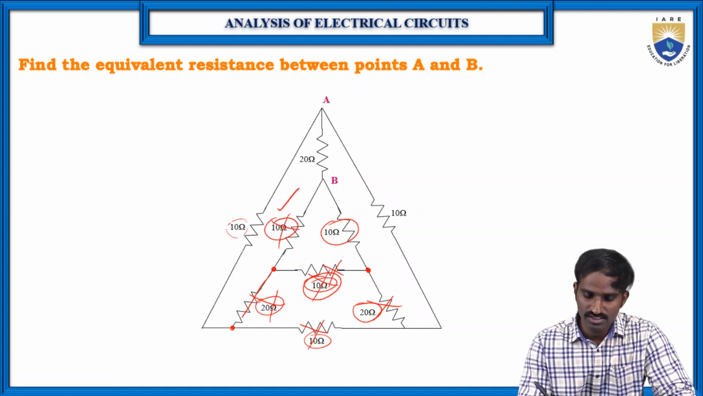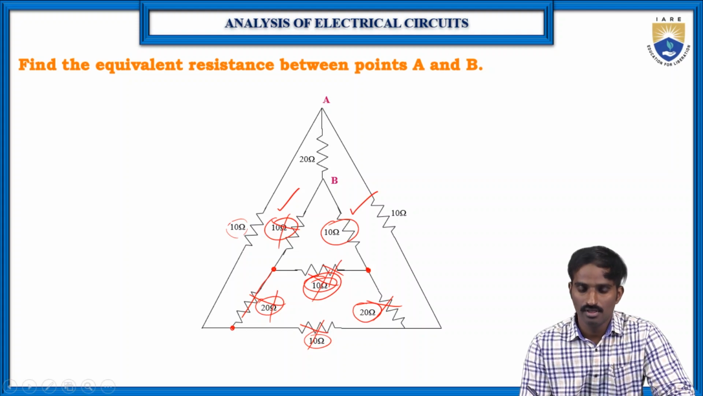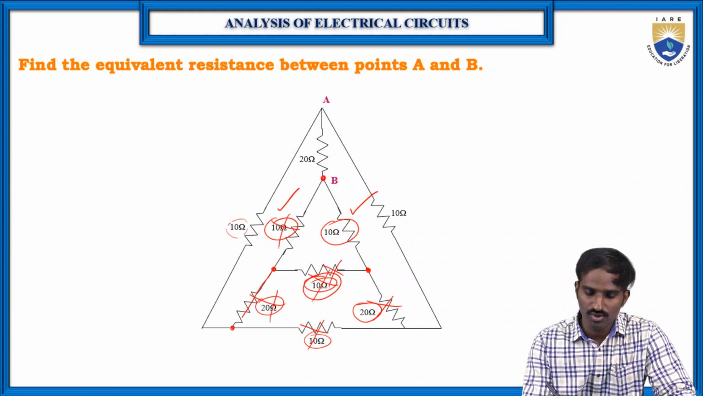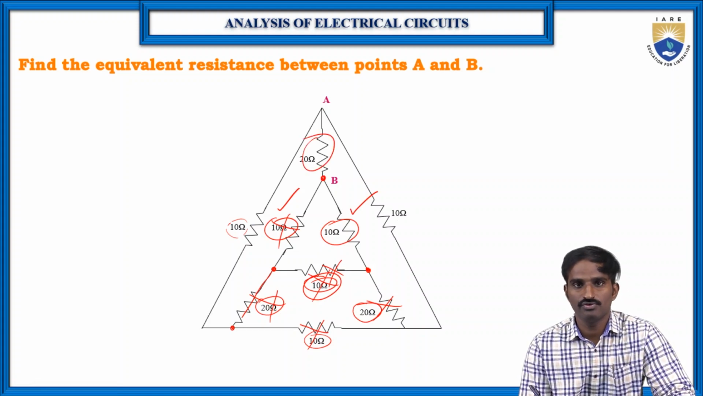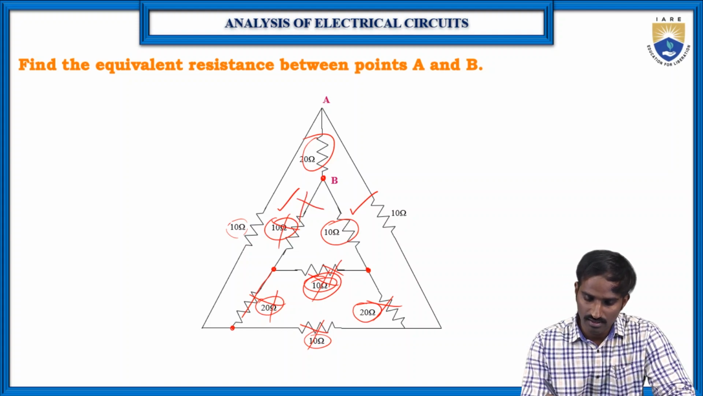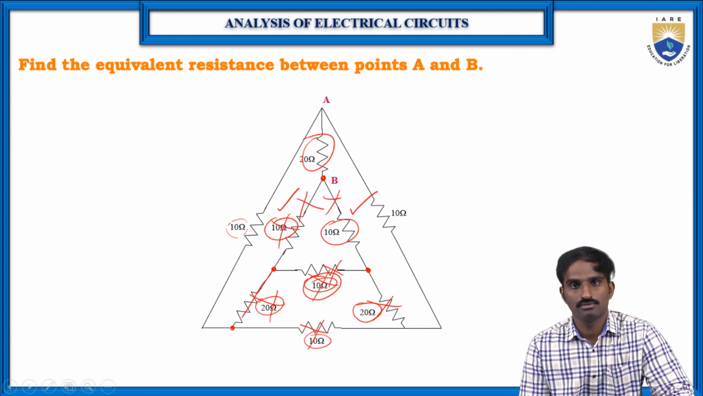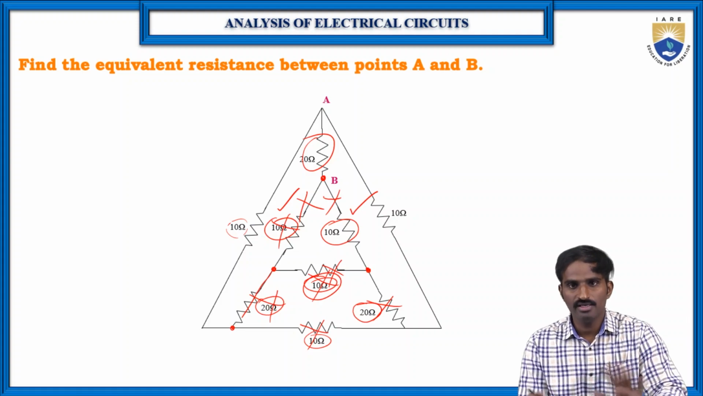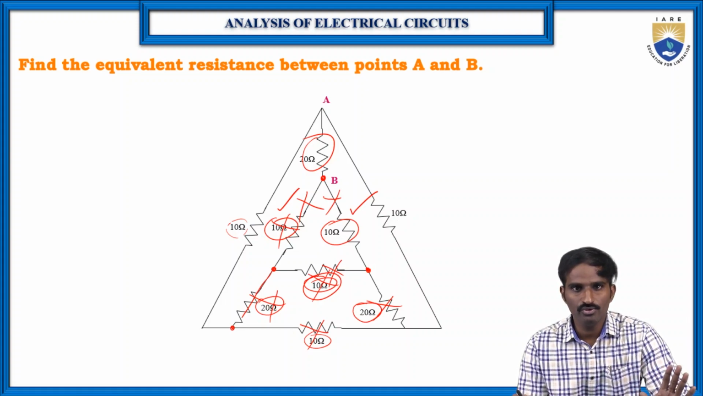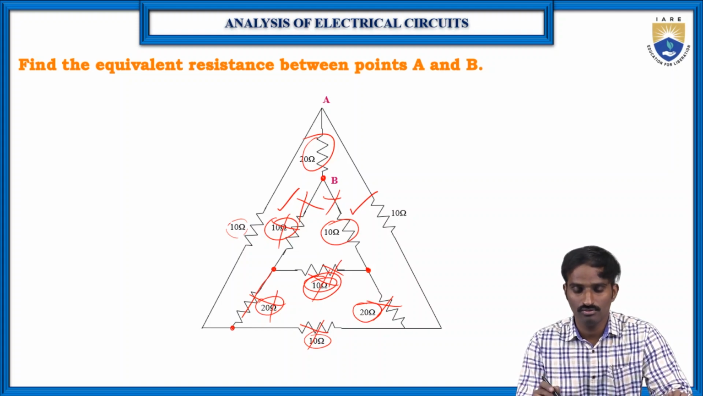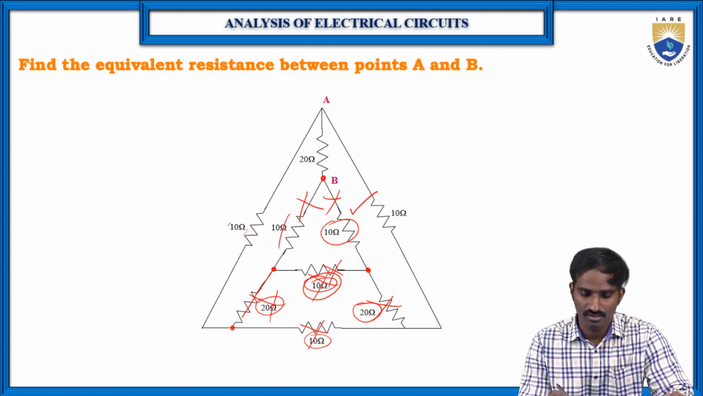And let us consider this 10 ohms and this 10 ohms. But again here one common node, but this common node is connected to the 20 ohms. So we cannot define these two combinations either. Which means there is no possibility to identify any two resistors in series or parallel. Then how to reduce this network? How to find the equivalent resistance between the terminals A and B?